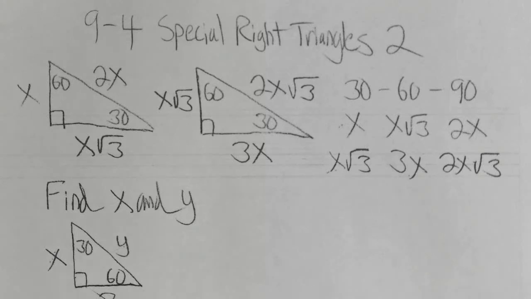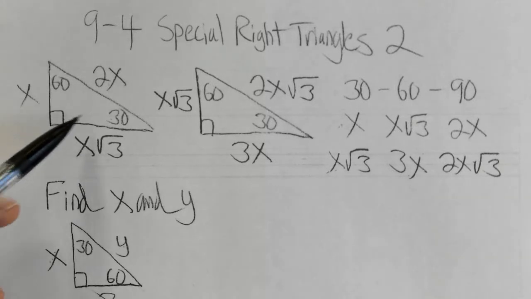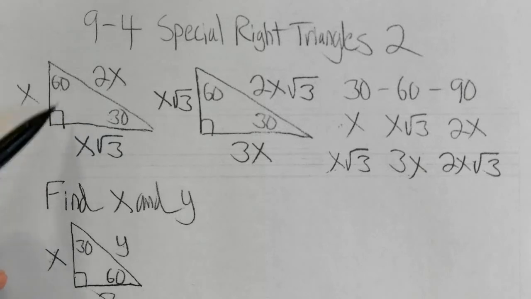All right, so now we're looking at 9.4. We're looking at special right triangles part 2. So in the last section, we looked at the pattern for 45, 45, 90. So if the angles were 45, 45, 90, we showed you the pattern. There's another special right triangle we're going to look at, and that's when the angles are 30, 60, 90.